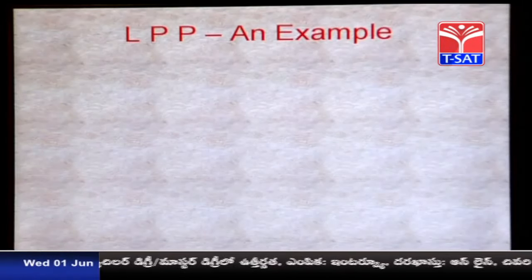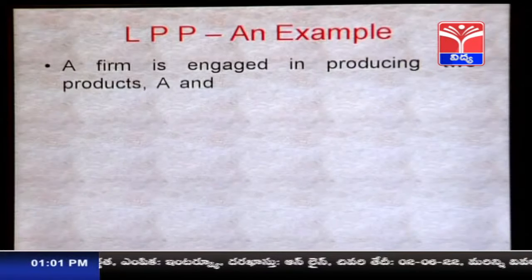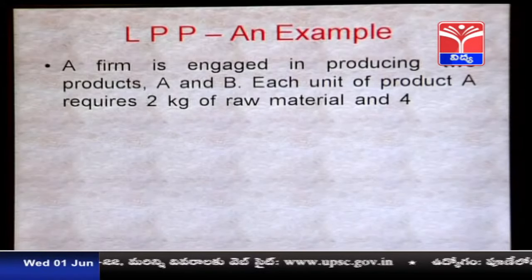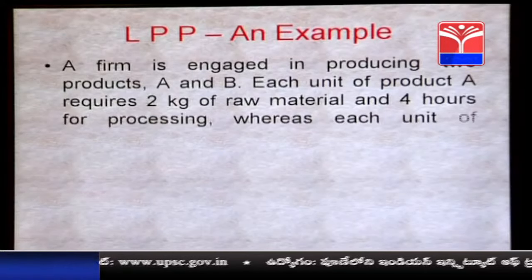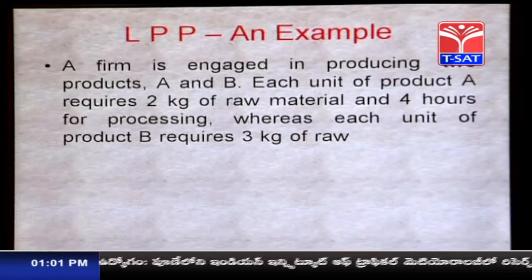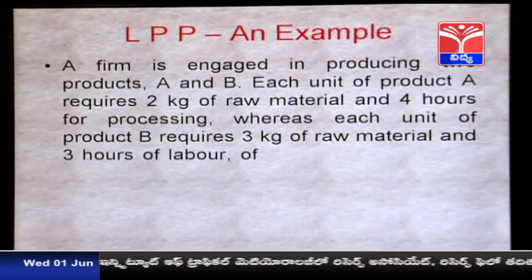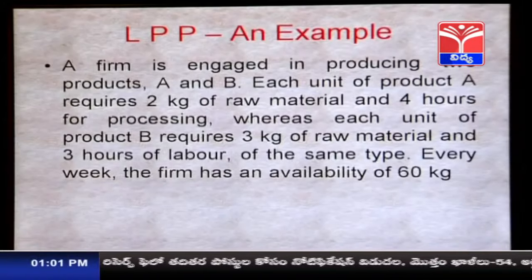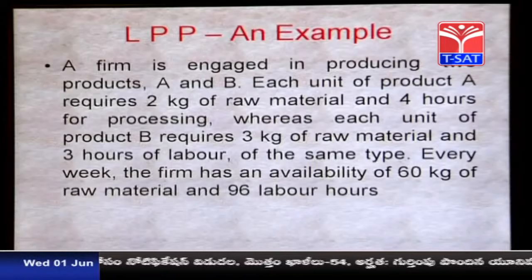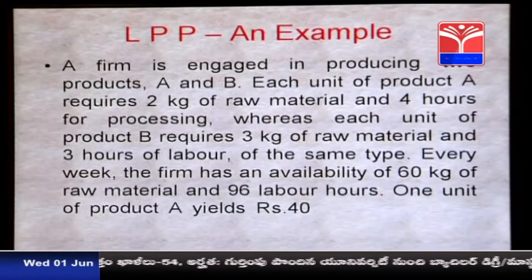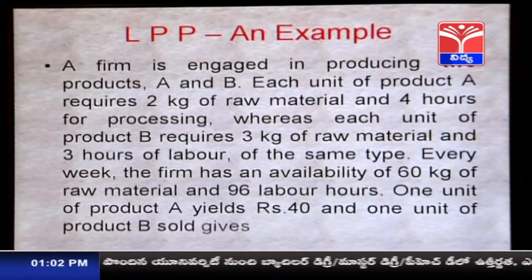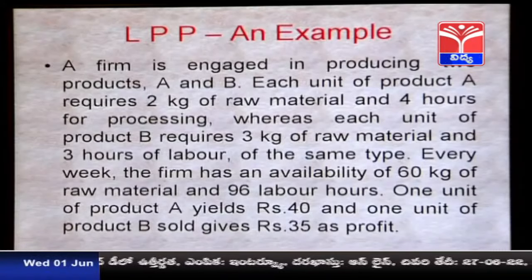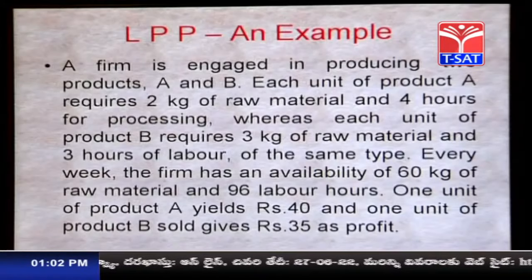Consider an example. A firm is engaged in producing two products A and B. Each unit of product A requires 2 kg of raw material and 4 hours of processing, whereas each unit of product B requires 3 kg of raw material and 3 hours of labor of the same type. Every week the firm has an availability of 60 kg of raw material and 96 labor hours. 1 unit of product A yields 40 rupees and 1 unit of product B sold gives 35 rupees as profit.